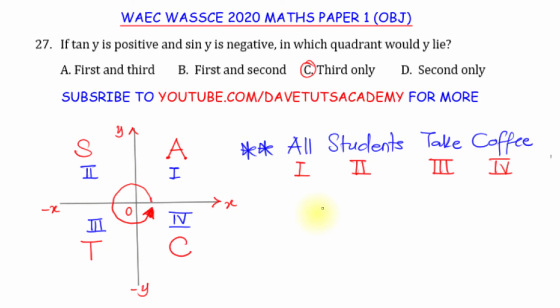Some other people tend to use ACTS, like Acts of the Apostles in the Bible, but this is in the reverse direction, so you need to be careful whenever you are looking at ACTS, because here we have A, C, T, and S. That is for the clockwise direction, but we're actually taking it anti-clockwise. So the correct option here is option C.